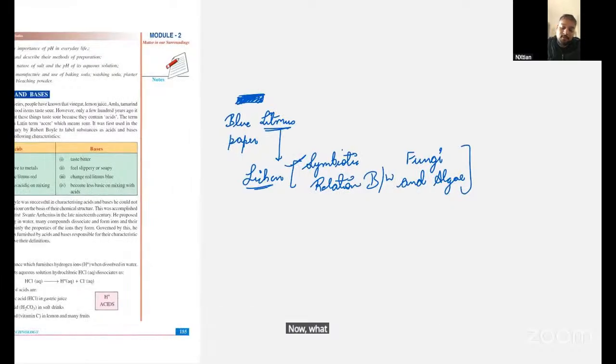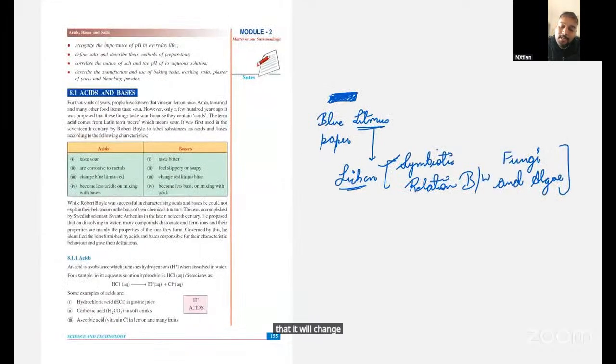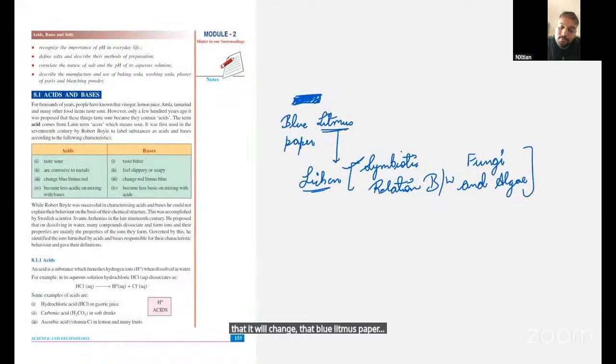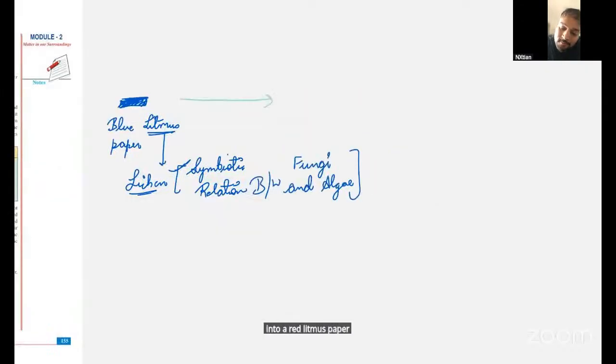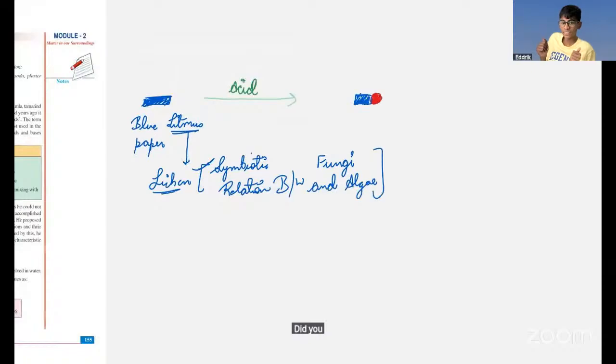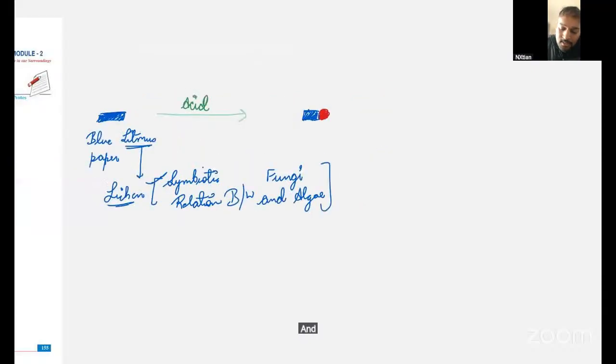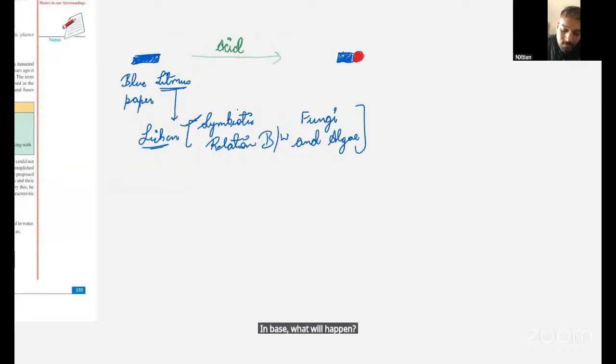Now what acid will do is change the blue litmus paper into red litmus paper, like this. It will convert this blue litmus paper to red litmus paper when I use acid on it. Did you understand? And in base, what will happen? In base, it will be like this.